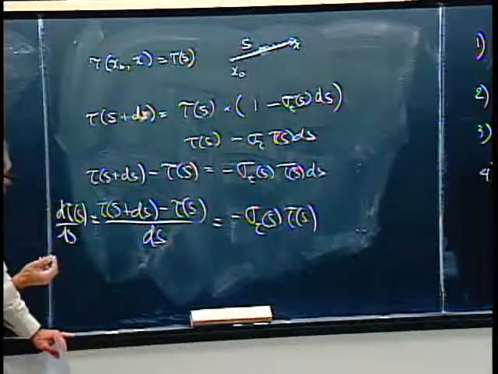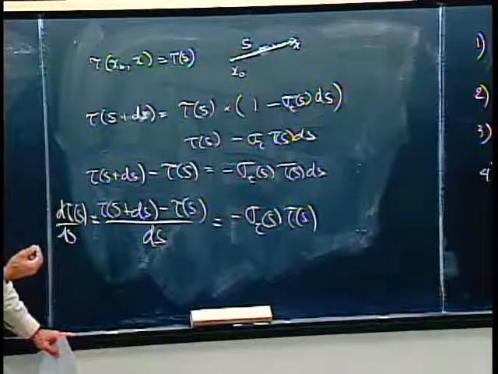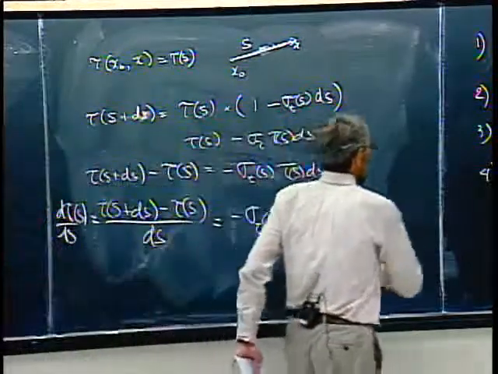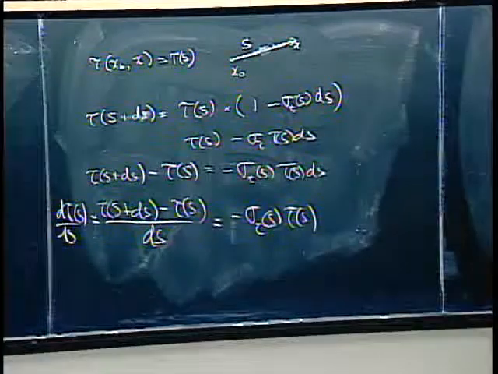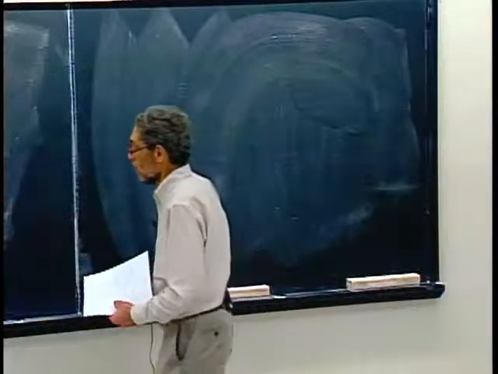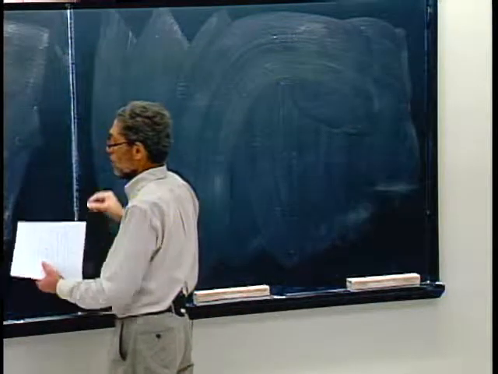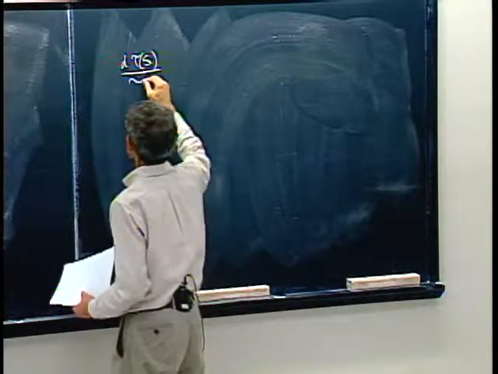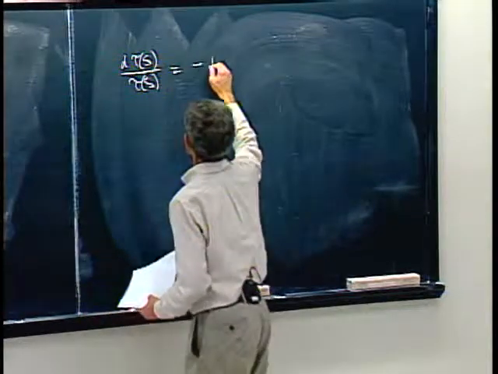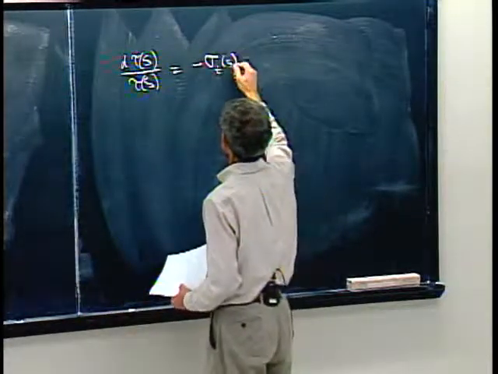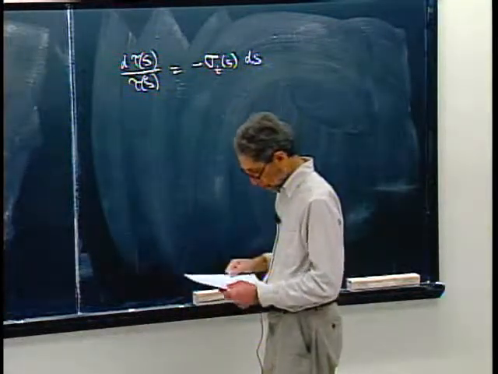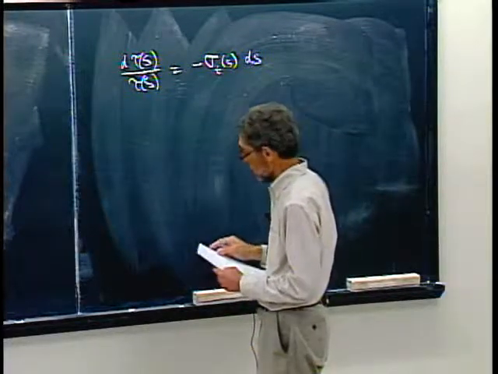So now, do you remember anything about differential equations? How do you solve such a differential equation? The way I was taught is to just put the taus all on one side and the ds on the other side. So I'm going to multiply back through by ds, and I'll get d tau of s, but I'm going to divide by tau of s equals minus sigma t of s times ds. And so that's another way of writing the differential equation.